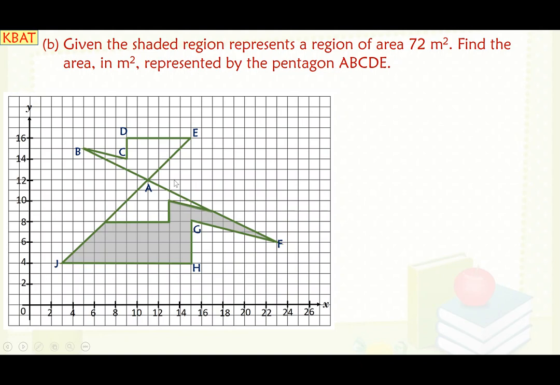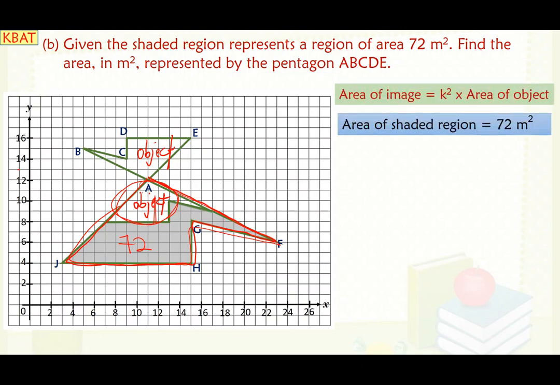Question B: given the shaded region represents an area of 72, find the area represented by this one. This one is the object, and the big side is our image. If I want to find the shaded region, I need to use the area of the image minus the area of the object. So from here I know the formula. The area of the shaded region is 72. The scale factor is negative 2.